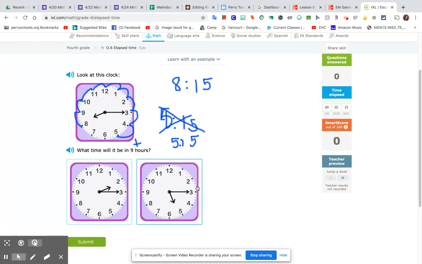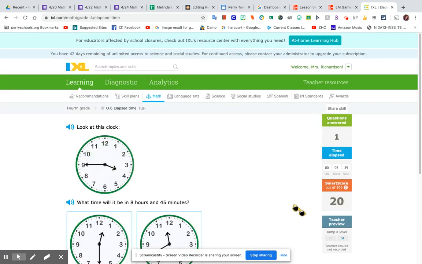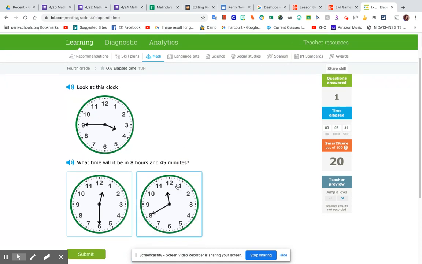Let me switch over to my pointer. I hope I don't get tricked on the next one. Whew, that was tricky. Okay, I'm going to do this one right. 3:45. That's my starting time.